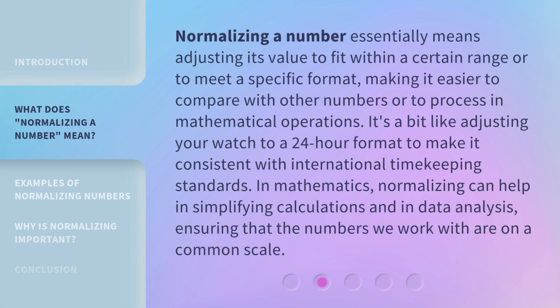Normalizing a number essentially means adjusting its value to fit within a certain range or to meet a specific format, making it easier to compare with other numbers or to process in mathematical operations. It's a bit like adjusting your watch to a 24-hour format to make it consistent with international timekeeping standards. In mathematics, normalizing can help in simplifying calculations and in data analysis, ensuring that the numbers we work with are on a common scale.